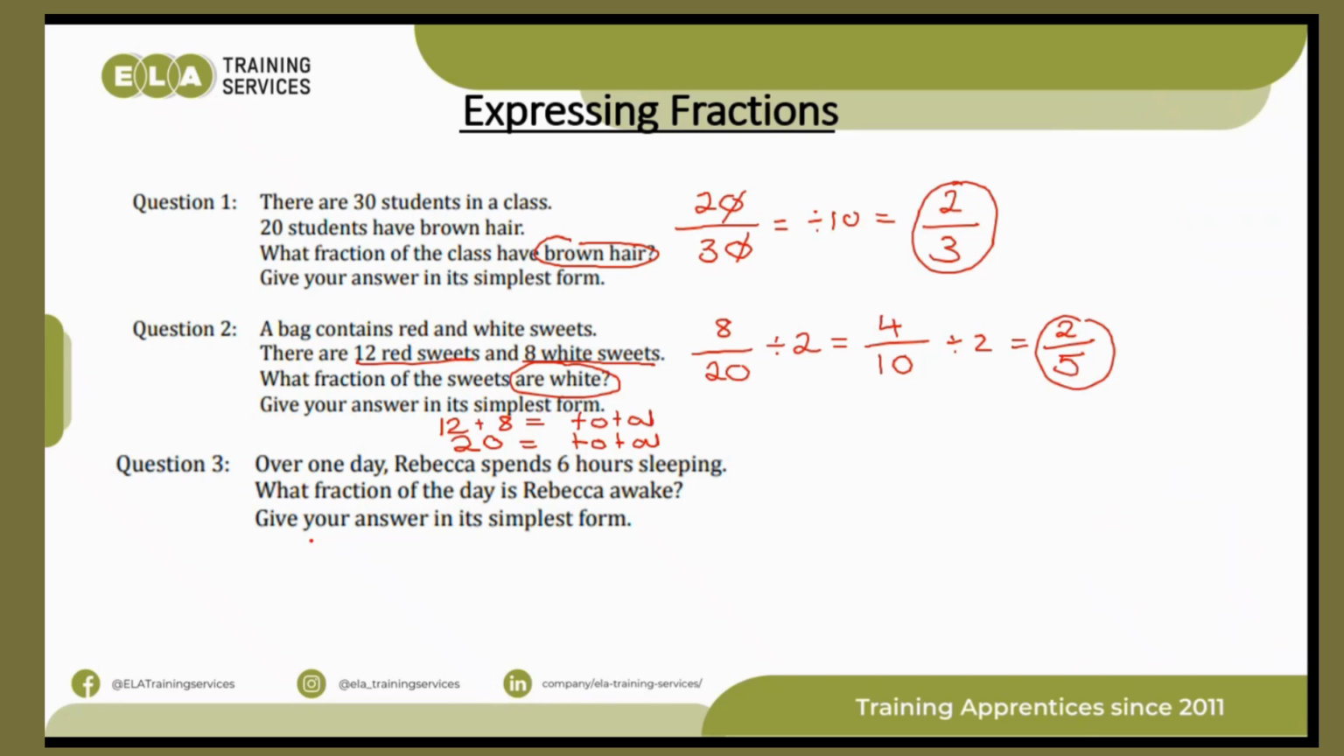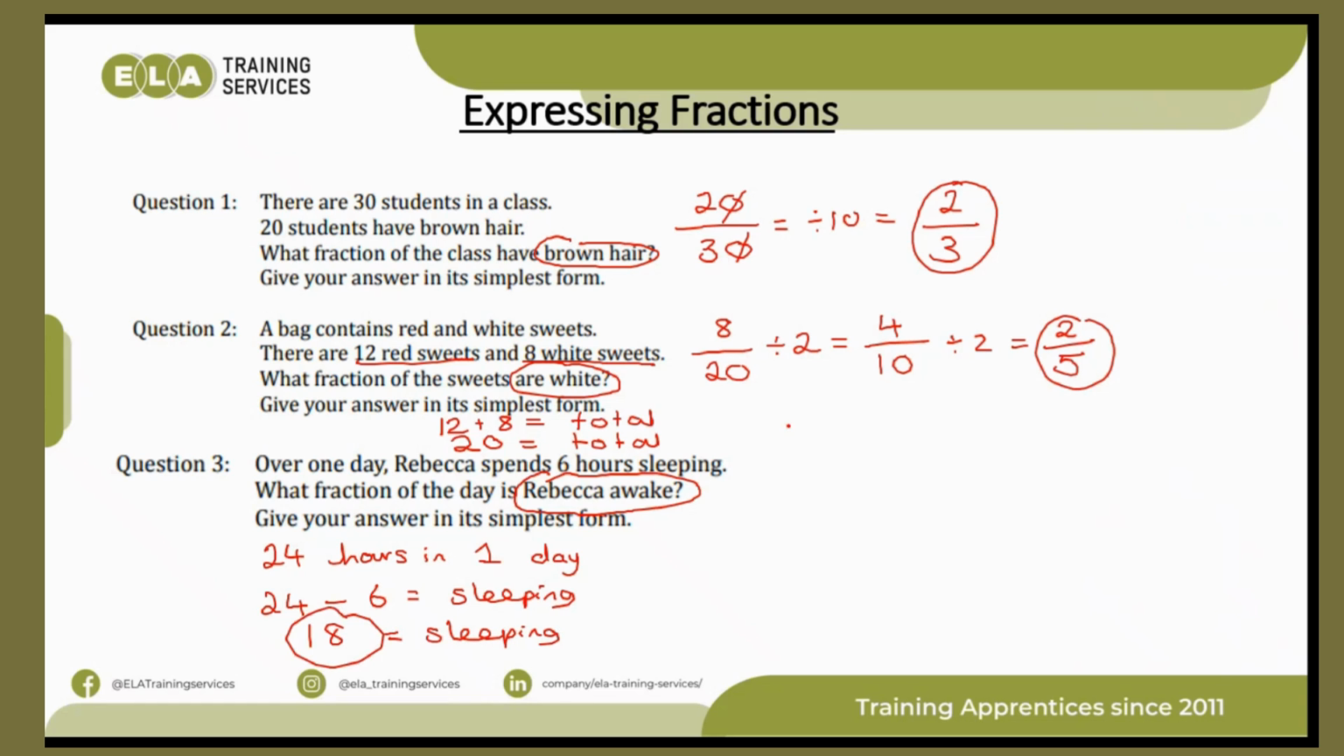And then our final one. Over one day, Rebecca spends 6 hours sleeping. What fraction of the day is she awake? So we know she's 6 hours sleeping. However, the question's asking us for how long she is awake. So we know there's 24 hours in one day. If she is asleep for 6, how are we going to work out how much she is awake for? Take that 24, we take away the 6 she's sleeping, and that works out how much she's awake for. So 24 take away 6 is 18, and that equals how much she's awake for.